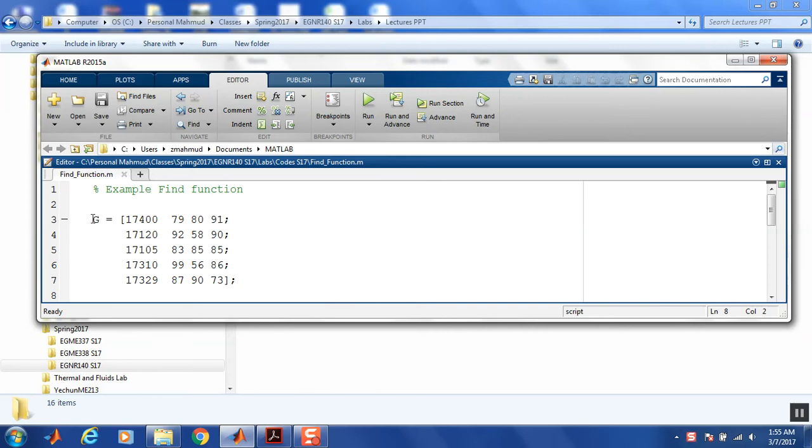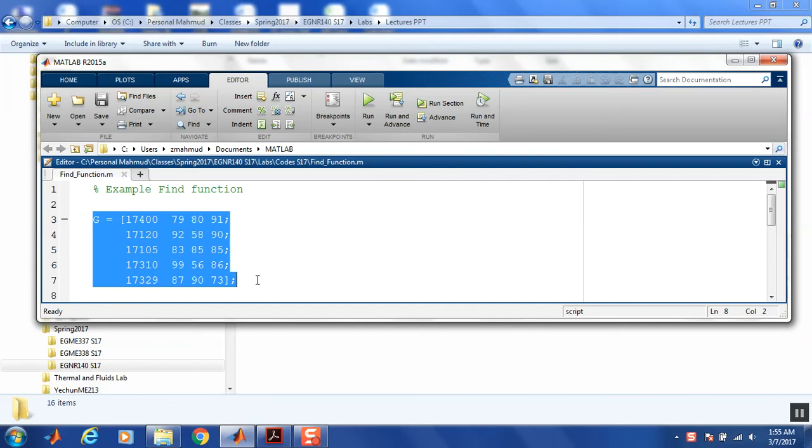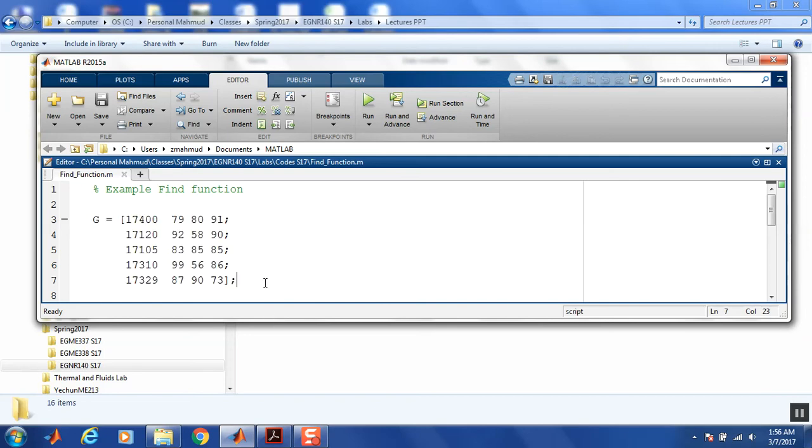So in this example, you have a matrix here, G, and again, sometimes it's useful with simply grades for three different tests. The first column, these numbers, are all student IDs, and then this column is test 1, then test 2 and test 3.